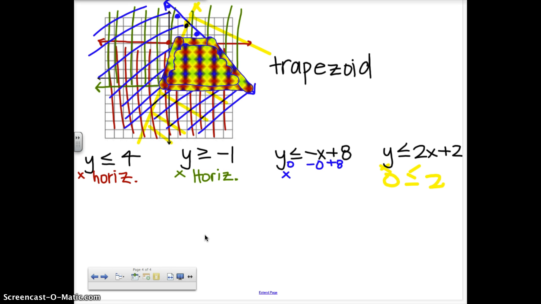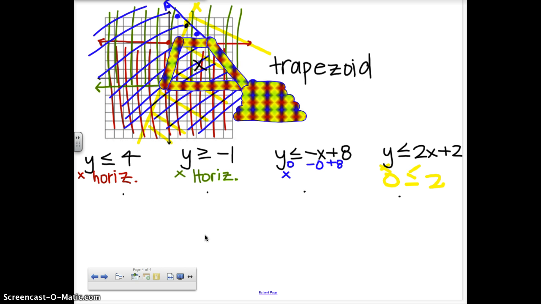Your region is determined by where your shading overlaps. Where does it overlap? The other way to tell is every point inside here satisfies every single one of these equations. Of course, if I wouldn't have shaded so well, I could pick a point and try it. But I can't see any points under there.